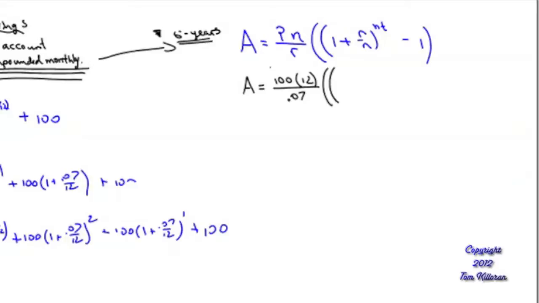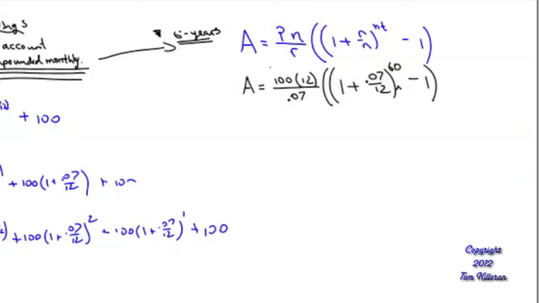Parentheses, parentheses. That's important for the calculator, that you put both of them. 1 plus 0.07 divided by 12 raised to the 12 times 5, better known as 60, minus 1. To type this in your calculator, you just type it in the way you say it. 100 times 12 divided by 0.07, parentheses, parentheses, 1 plus 0.07 divided by 12. Just don't forget your little caret there. And don't forget the minus 1.